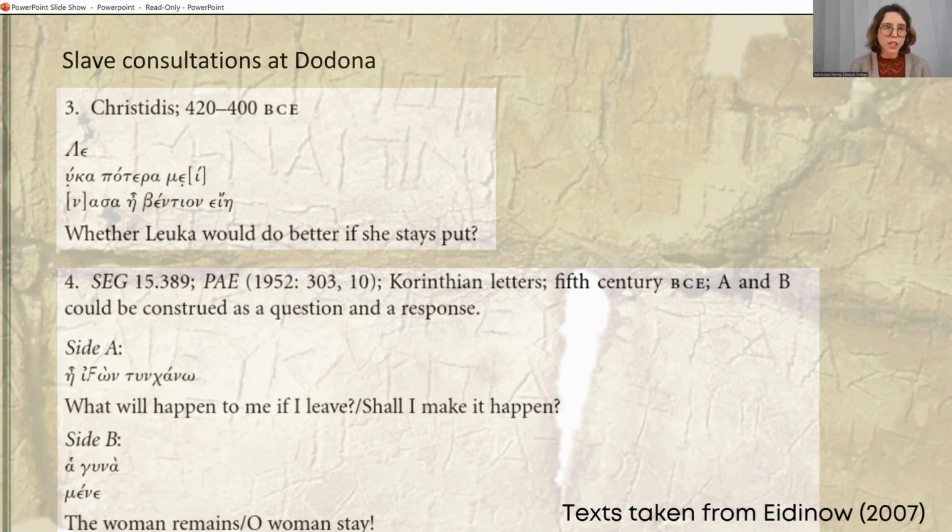enslaved relationships, but before we get too carried away, if you look at number 4, where we do have an answer, if indeed these do relate to one another, as they're thought to do, the answer is the woman should stay put, right? So rather than this being a kind of, if this is a plea for help, the god is acting as a conservative force.